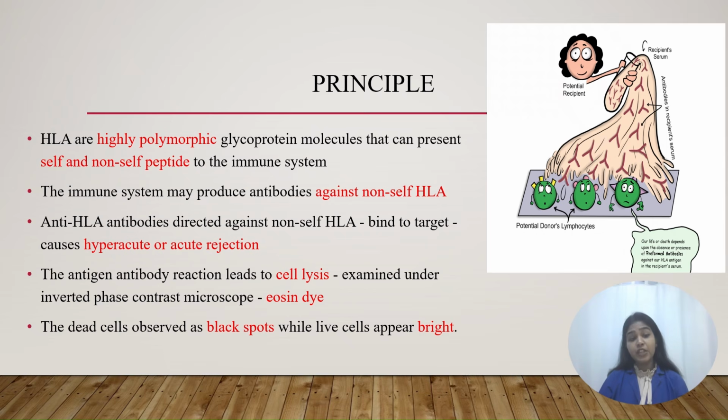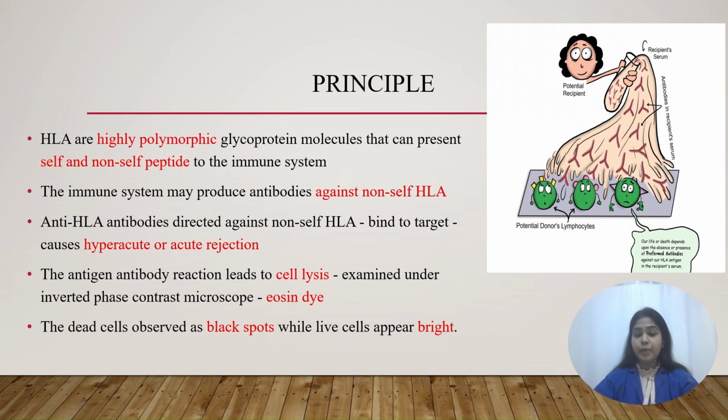But first, we need to know what HLA is. HLA stands for human leukocyte antigen. It is highly polymorphic in nature and is present on chromosome number 6, on the short p arm. It is mainly responsible for distinguishing between self and non-self peptides, as HLA are highly polymorphic glycoprotein molecules that can present self and non-self peptides to the immune system.